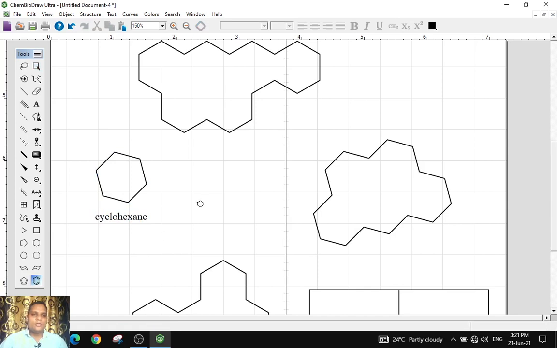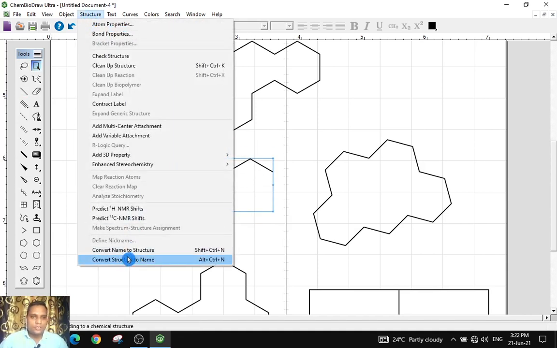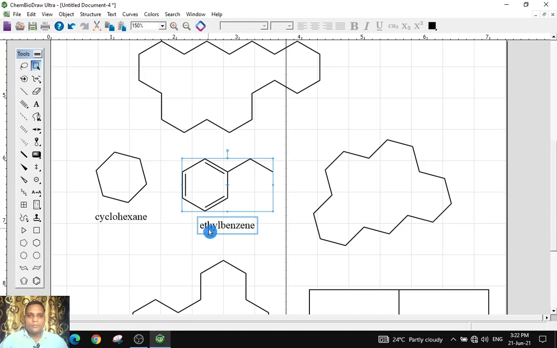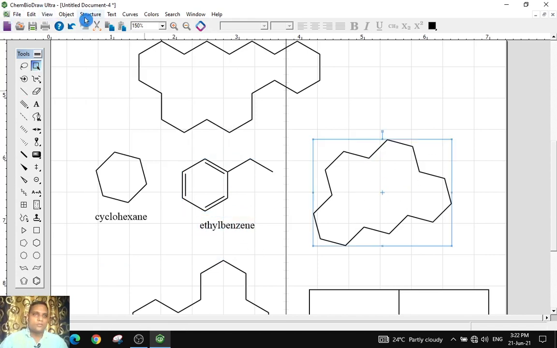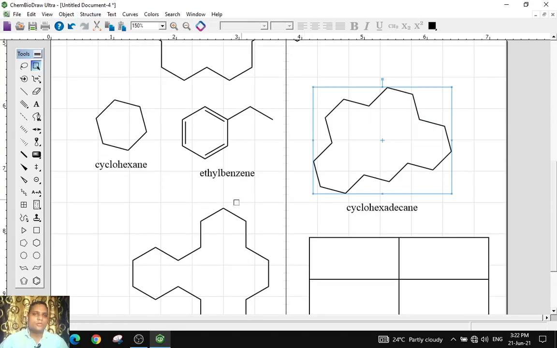Not only this one, if you have any complex molecule and you don't know how to give the name, suppose like this one, you can select it, go to the structure and choose structure to name. It will show ethylbenzene. You can also apply this for bigger molecules, of course, yes. So you can see this is cyclohexadecane. So this is also one of the best tools.